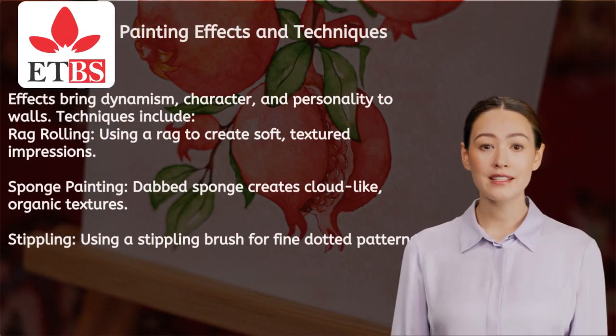3. Painting effects and techniques. Effects bring dynamism, character, and personality to walls. Techniques include rag rolling, using a rag to create soft, textured impressions. Sponge painting: a dabbed sponge creates cloud-like organic textures. Stippling: using a stippling brush for fine dotted patterns. Colour washing: layering translucent paints for aged, weathered looks.